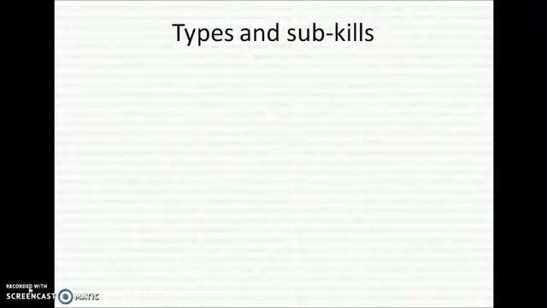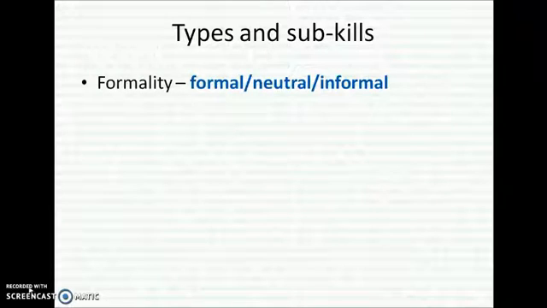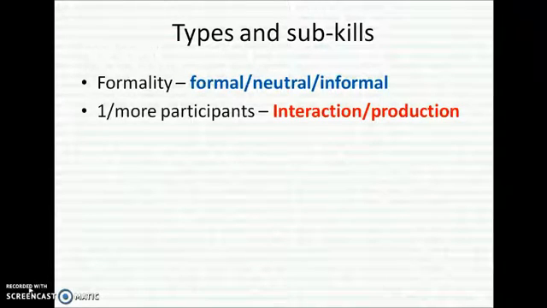First, let's look at the types and sub-skills of speaking. Generally, speaking can have a different level of formality. It can be informal, neutral, or formal. Each category has its own appropriate set of grammar, structure, and vocabulary. Also, we differ between speaking that only has one participant or more of them. Speaking that has more participants is called interaction or a dialogue. And in a situation when only one person is speaking, we call it production or monologue.